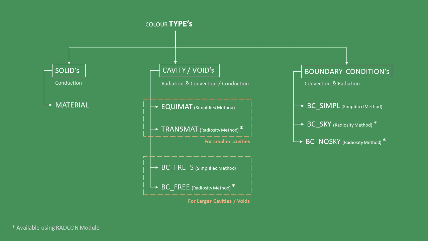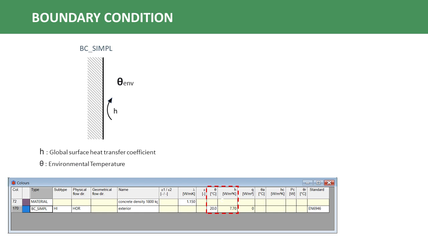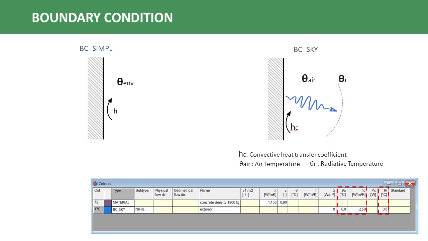Similarly for boundary conditions, for a simplified approach, we choose BC-simple. Here we combine the effect of radiation and convection between the environment and surface as one global surface heat transfer coefficient H. This defines the heat transfer from the surface to the environment temperature theta. Whereas BC-sky allows taking detailed infrared radiation into account through view factors. The type BC-sky allows us to differentiate between convection and infrared radiation. Convection is defined via a convective heat transfer coefficient Hc. For radiation towards the environment, one should define the radiation temperature of the environment, theta R.